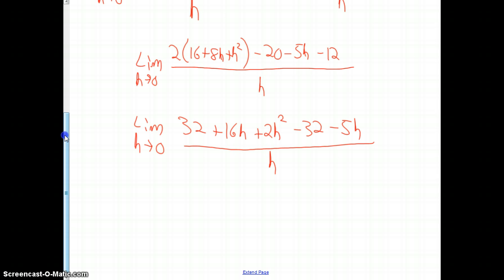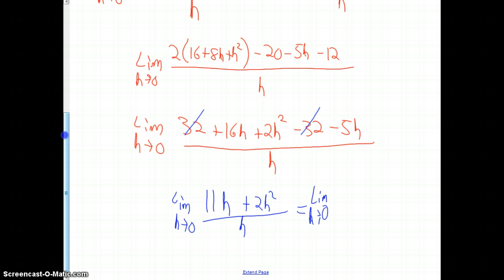We have a couple of like terms. 32 minus 32 goes away. 16h minus 5h, we are looking at an 11h plus 2h squared, all over h. If we plugged in 0 for h, we're still getting 0 over 0. So now let's divide each of those terms by h. We got 11h over h, which is 11, plus 2h. Okay, now that we've simplified the limit as h approaches 0, that term goes to 0. We are looking at 11.